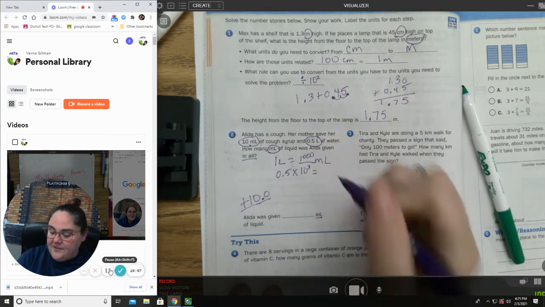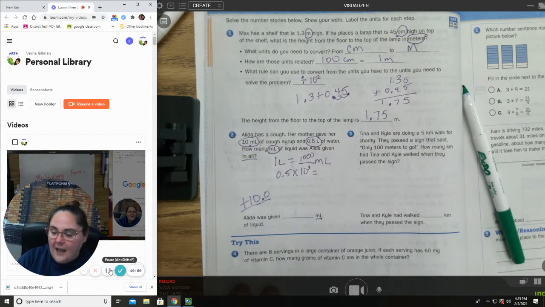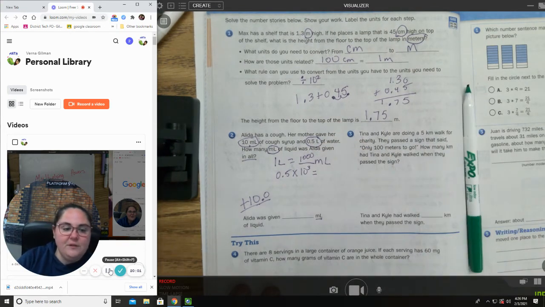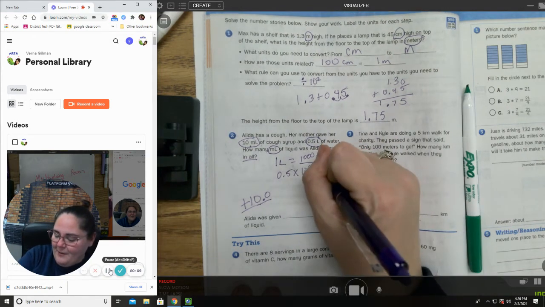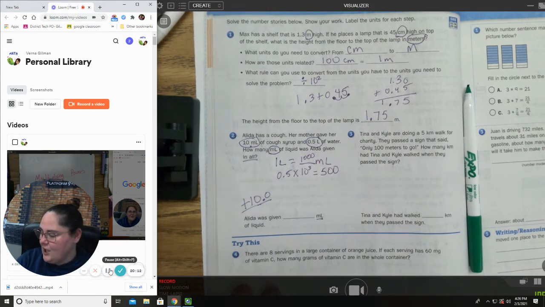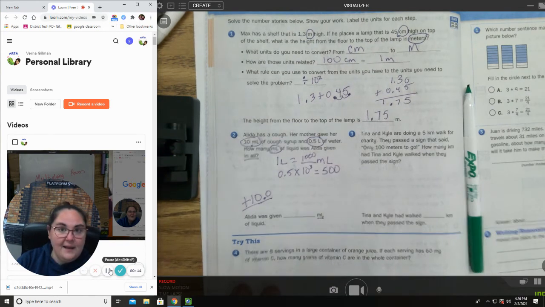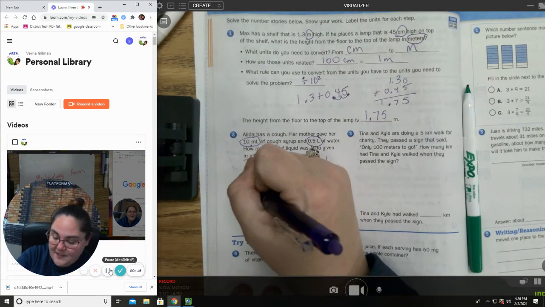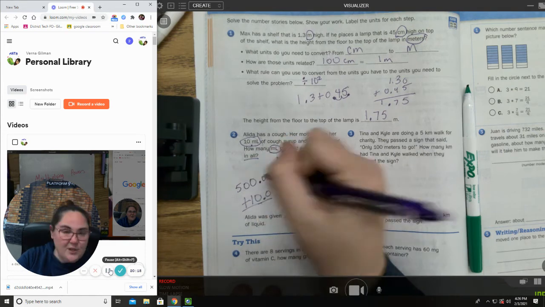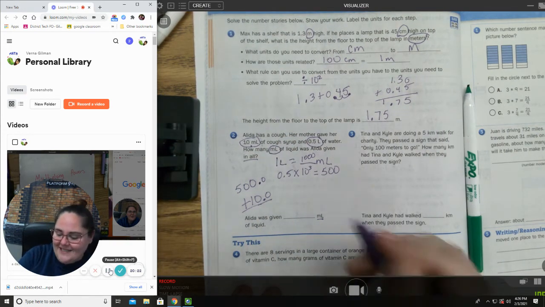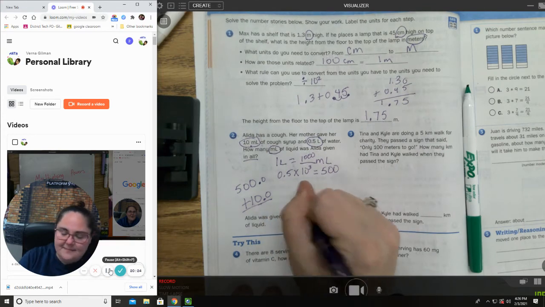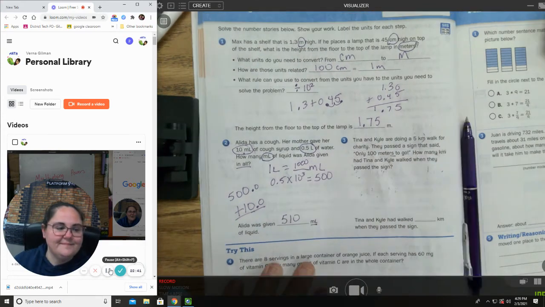What is 0.5 times 10 to the third? I might need to pause the video, see if you can figure it out. Let's see. Your answer should have been 500. Awesome. Now I need to add 500, and I did put my decimal, so just so I knew that it was there, just in case. 500 plus 10 is 510. Super simple.